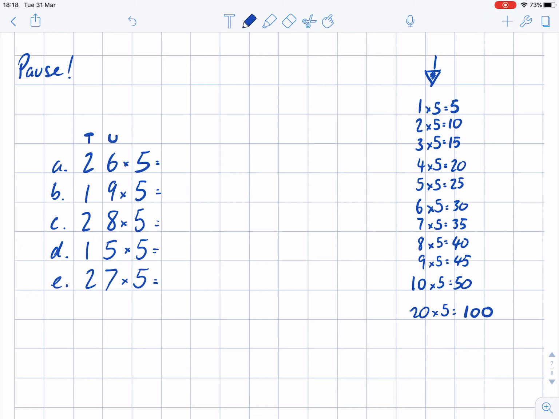I want you to do that for these 5, and then once you've done that, before you work them out, pause the screen, and then press play when you want to go through the answers.